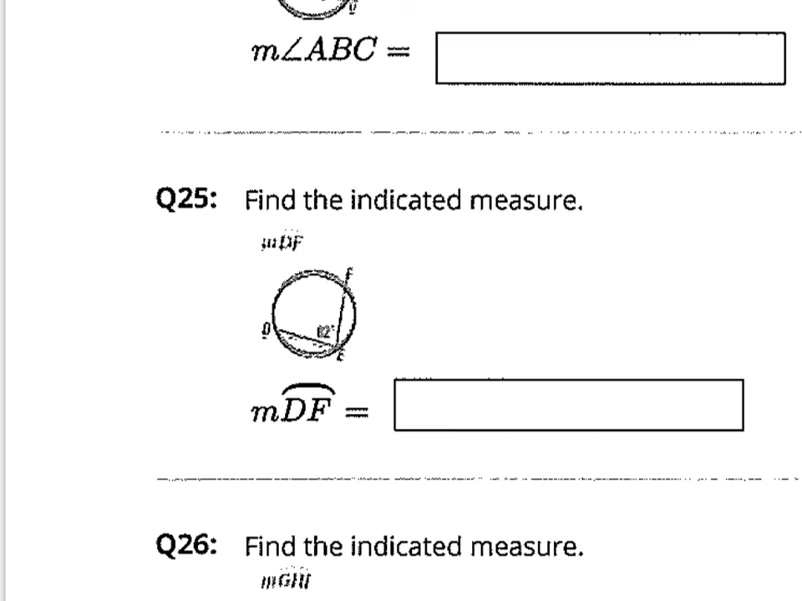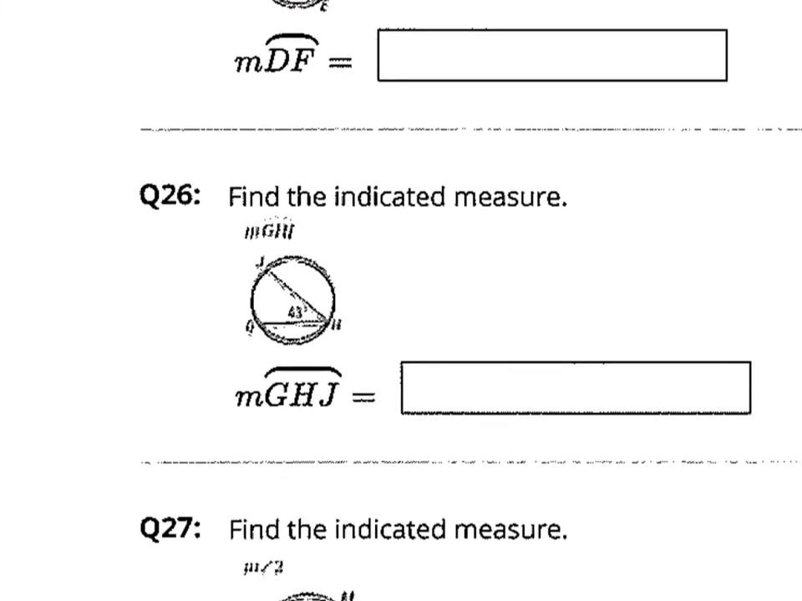Okay, 25, you're simply going to take this and double it to get the measure of this arc. So it looks like a 62 or an 82. Hopefully yours is better than mine. I didn't realize it was this blurry. But to get DF, all you're going to do is double it, which is multiplied by 2.